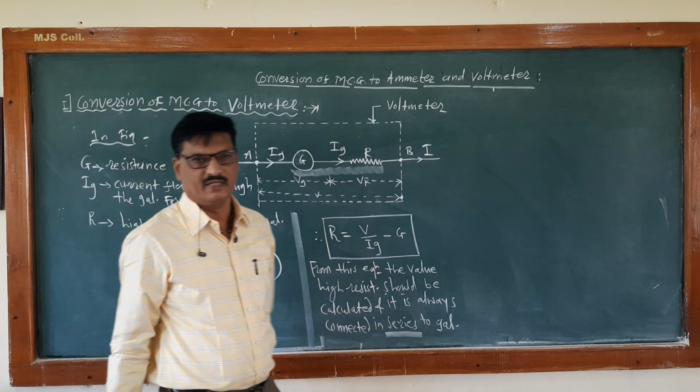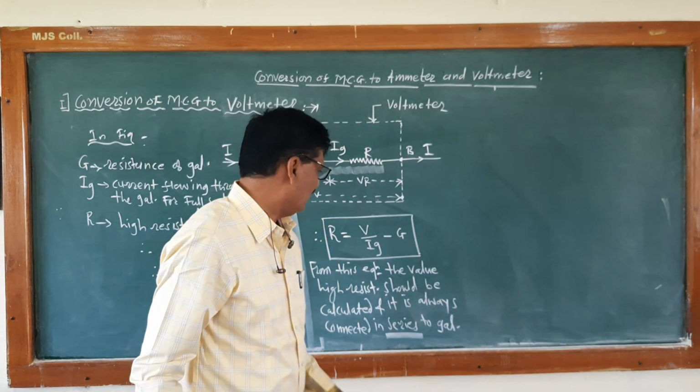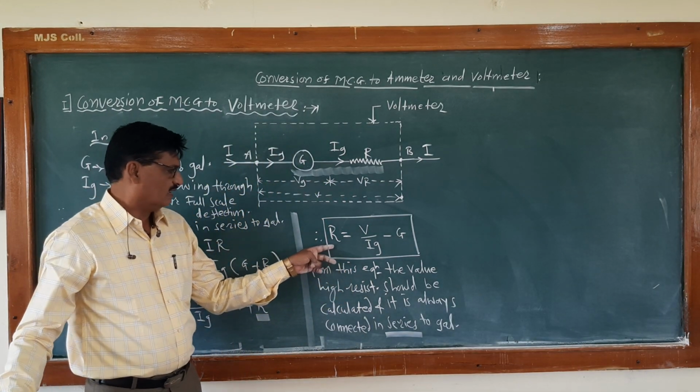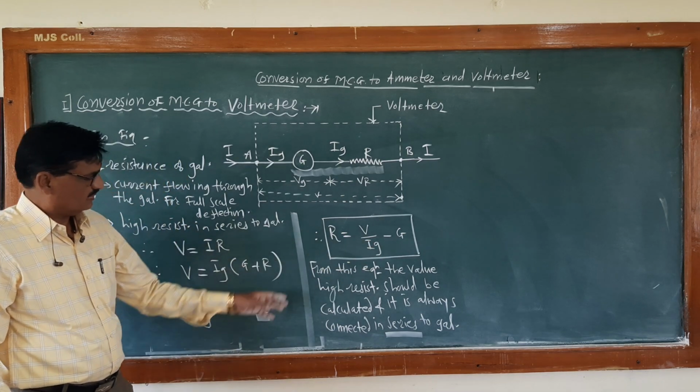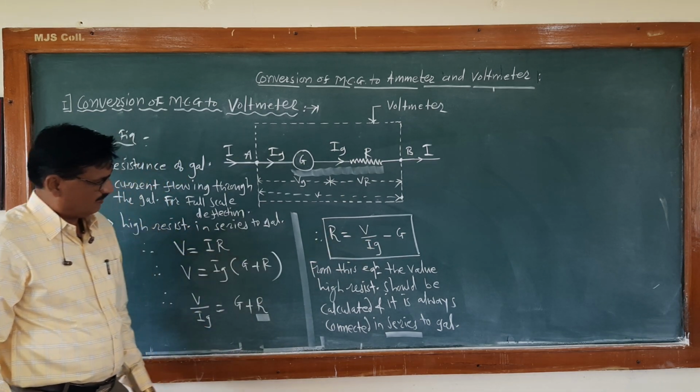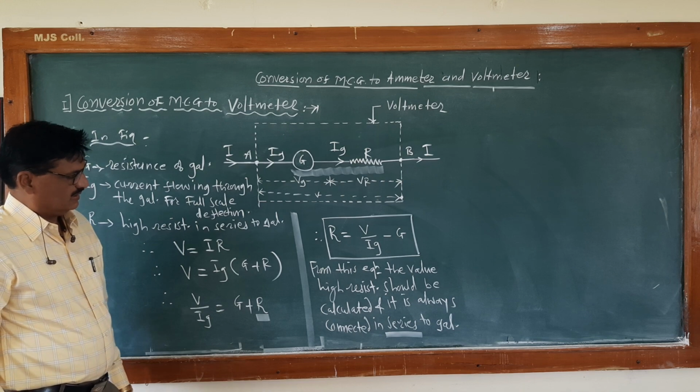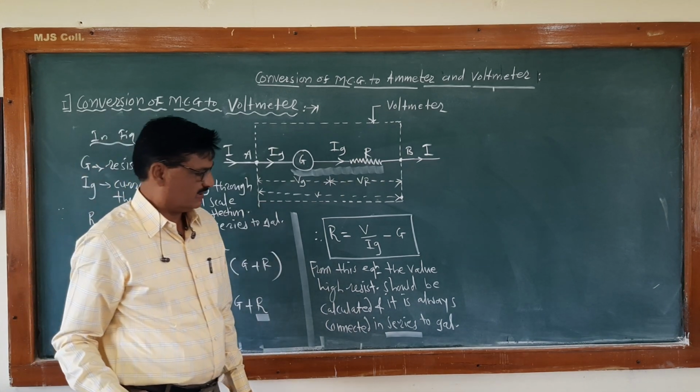Therefore, it is necessary to connect a high resistance in series to the galvanometer, and after this, the equation R is equal to V upon Ig minus G. Using this equation, we can calculate the value of the high resistance, and this high resistance should always be connected in series.